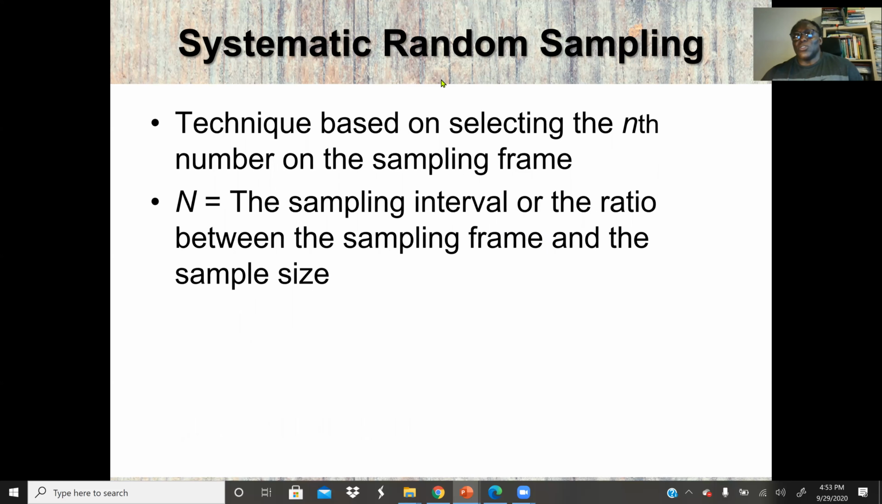Then we have systematic random sampling. This technique can be based on selecting the nth number on the sampling frame. So n will be the sampling interval, or ratio between sampling frame and the sampling size. For example, I want to take sample data from a supermarket, and I can say that every 10 minutes I'm going to randomly select one person to ask a question. This will be systematic random sampling because it's based on a time interval, and we collect this data every 10 minutes.